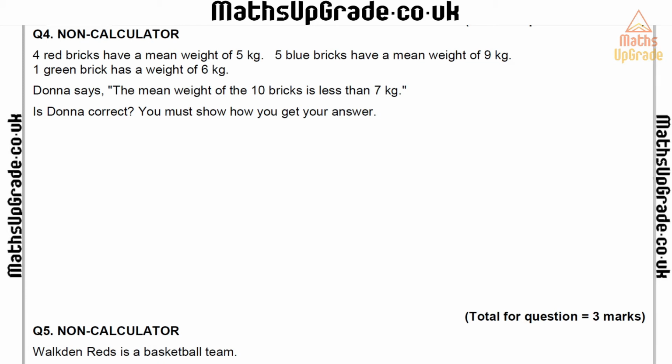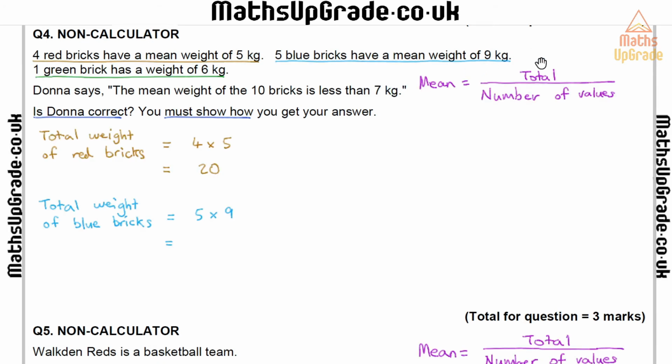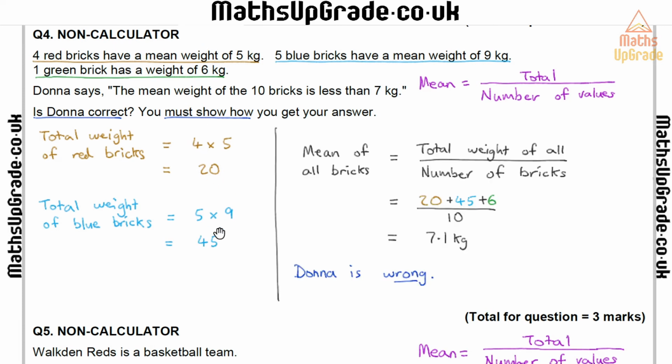So what we can do in this question is, like we've done in previous questions, we can use the fact that the mean is the total divided by the number of values to find the total weight of the individual groups of bricks. So I can find the total of the red bricks and the total of the blue bricks. The total of the red bricks is just going to be the mean of the red bricks times the number of bricks. So there's 5 kilograms as a mean, and there's 4 red bricks, so multiply those together, and we get a total weight of 20 kg for the red bricks. Similarly, we get a total weight of 45 kilograms for the blue bricks.